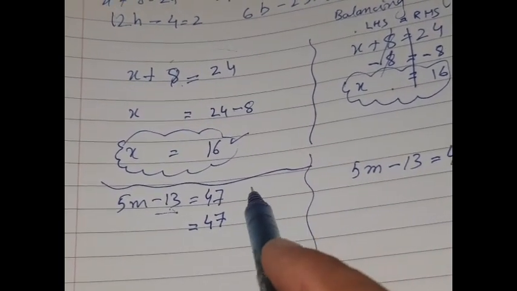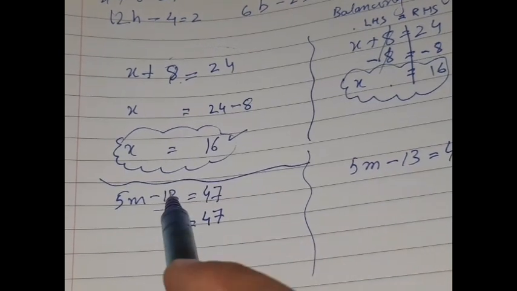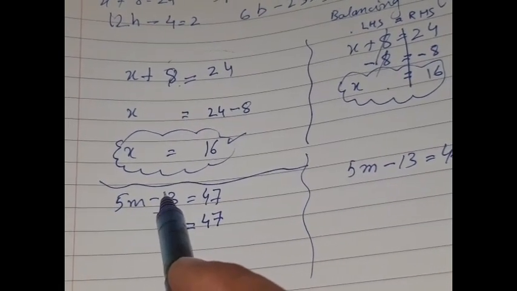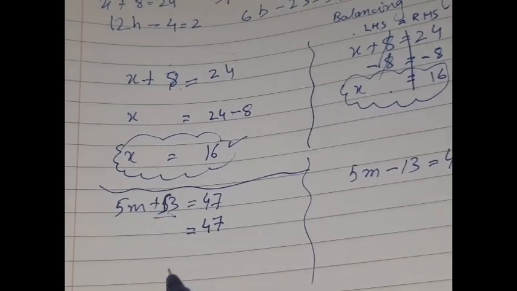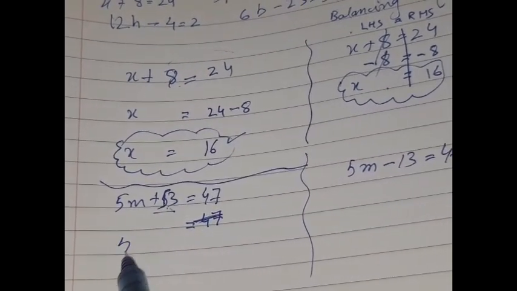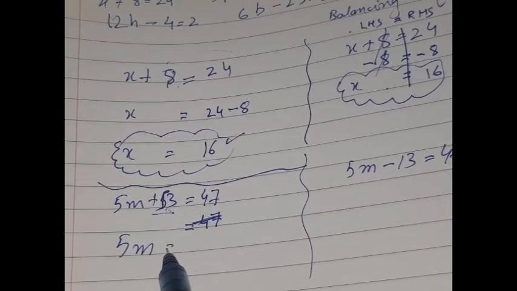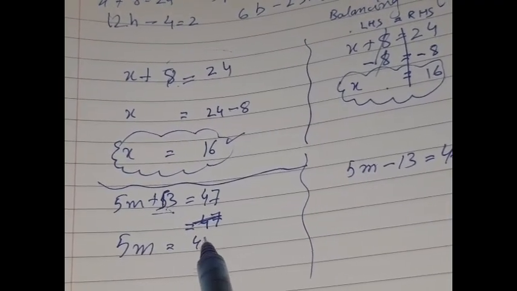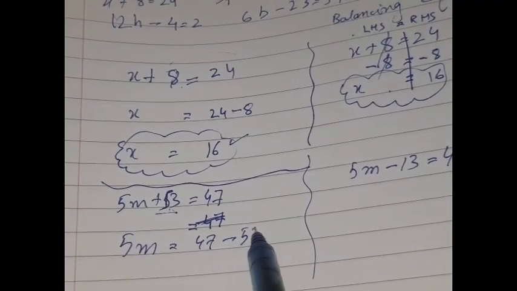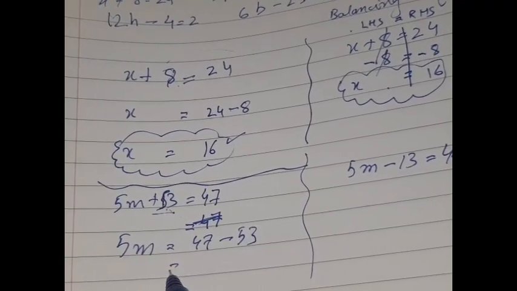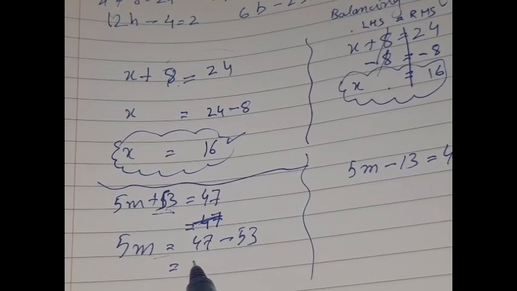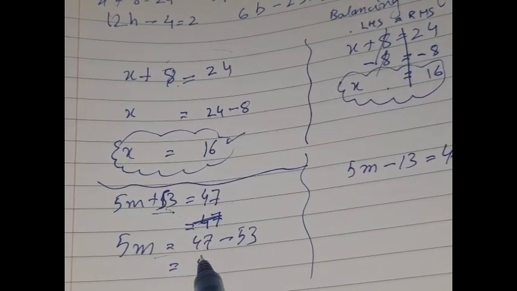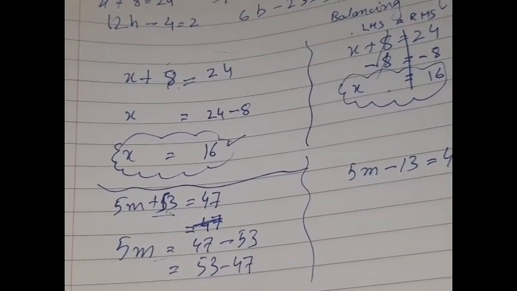Let me do it now, so this will remove any doubts. If this is, for example, 53, and this is plus, now what will happen? What some students do, they say 5m is equals to 47 minus 53, right? Right now I did not change the position of 47, I didn't change the 53, but what students do is they say, okay, so 53 minus 47.